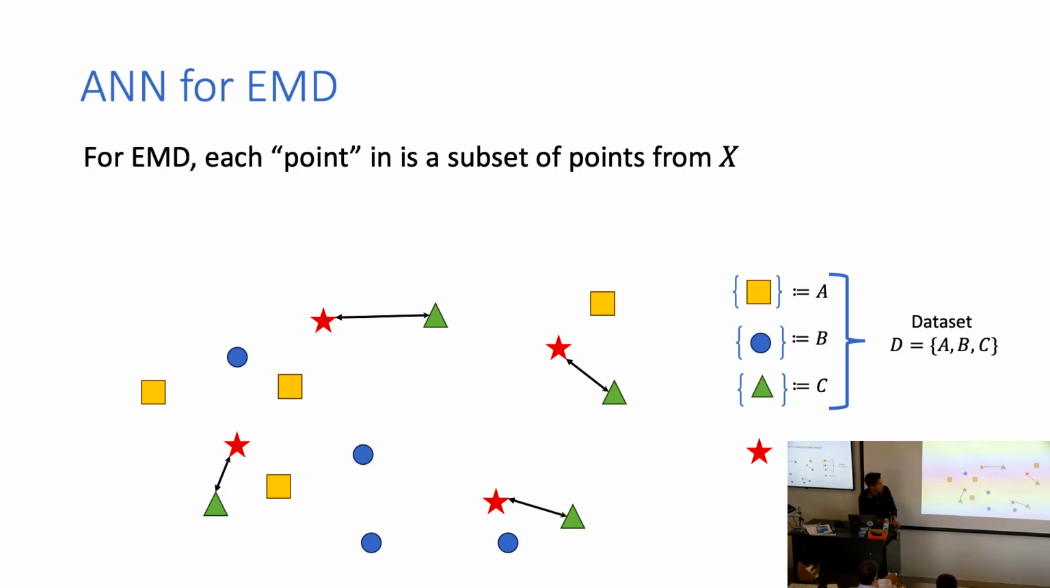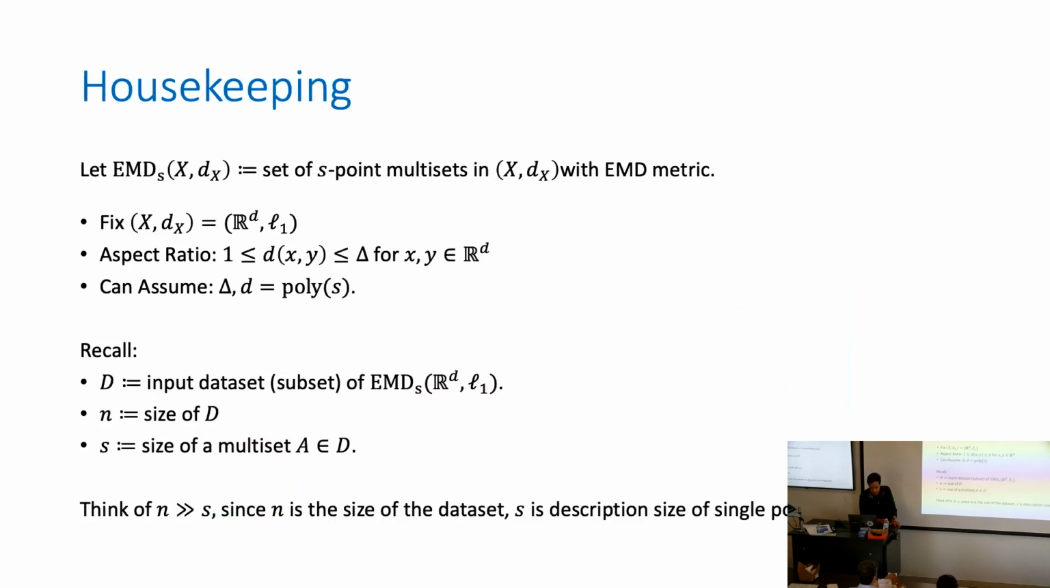So before we go any further, some boring housekeeping. I want to give a name to this metric space, earth mover distance. So I'm going to say EMD_S with, in parentheses, the base metric. That's going to be my notation for the earth mover distance metric space, consisting of sets of size S in my metric space X, with the earth mover distance as the metric. And for the rest of the talk, this base metric is going to be d-dimensional space with the L1 distance. The reason we're going to use L1 instead of L2 is because it's more general than L2.